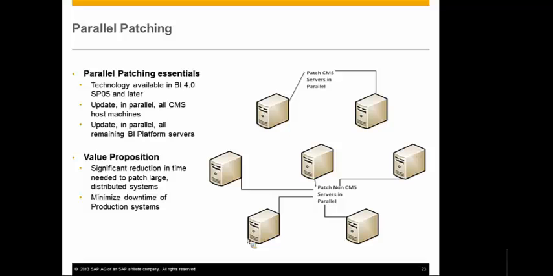So with parallel patching that we introduced with BI 4.0 SP5 or later, what you can do is run the installation in parallel on the 2 CMS machines. And then once those CMS machines are patched, you can then run the installer in parallel on the other nodes that you have in your environment. So essentially it takes that 7-step process that you had before in the previous slide and turns it into a 2-step process. So this should significantly reduce the time that it takes to patch your environment after 4.0 SP5. And especially if you're trying to do this in a production environment, it should really minimize the amount of downtime that you need to take to install a patch.